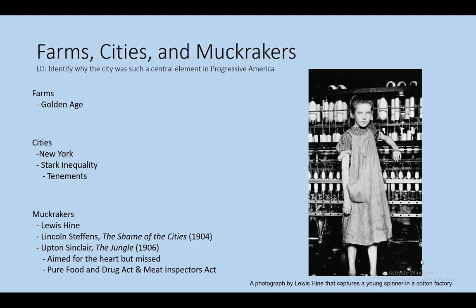Lewis Hine was a photographer, and he went into the factories and photographed child laborers to draw attention to this kind of persistent inequality. Here on the screen you can see one of his photographs of this little girl who's working in a textile factory, it looks like. And it brought into sharp contrast the rhetoric of American opportunity versus the reality of American opportunity.